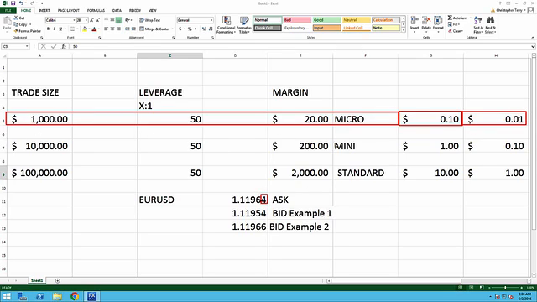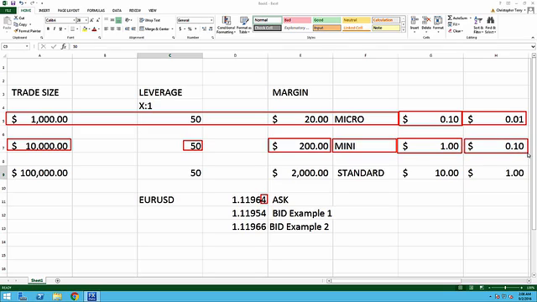Now, looking at the trade size, the next highest is the mini, and that leverage is $10,000, and at a 50 to 1 leverage, you only have to put $200 up in your account. So you have $200, you can leverage $10,000 in value, and every time a pip moves, it's $1, or a pipette moves 10 cents. And finally, we have the standard lot, where $100,000 at a 50 to 1 leverage is $2,000. We can also say that the deposit here is 2%, right?